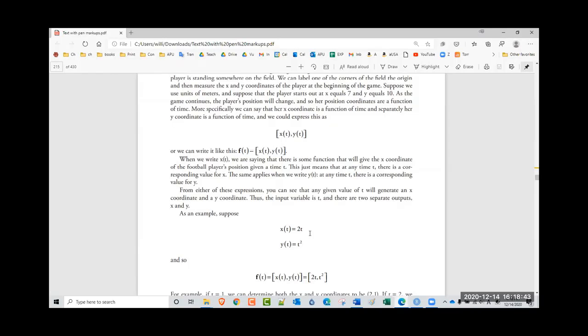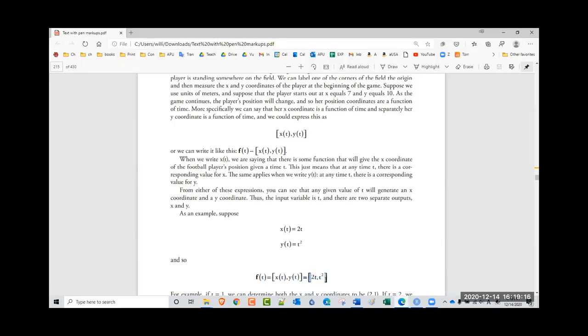So we might have x of t equals 2t and y of t equals t squared. So when you put those in here, you get 2t and t squared. When I put in, for example, t equals 3, then I get 2 times 3, which is 6, and I get 9. So I get 6, 9. So I get out a vector. Even though I just put in one value here, I got out a vector. So that's kind of different, and that's why I have this as bold, because I'm getting a vector as the output.